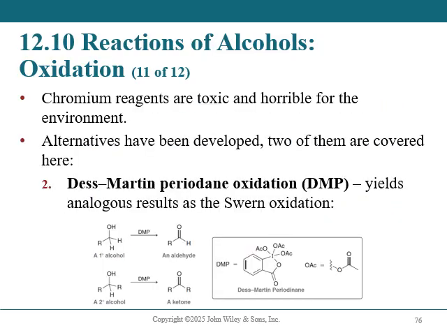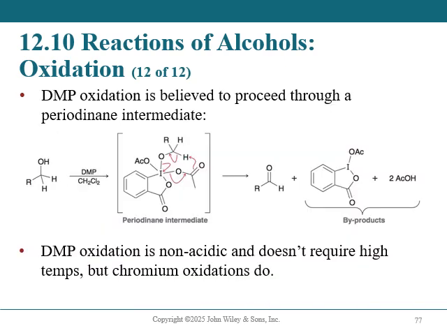Another alternative is the Dess-Martin periodinane oxidation, which yields analogs of the Swern oxidation. So this is the Dess-Martin periodinane. DMP oxidation is believed to proceed through a periodinane intermediate. Now we say it's believed because these tend to be very short-lived, and it's very difficult to figure out exactly the structure of that intermediate. We do know the products, and we are very good at predicting and obtaining the products that we set out to obtain.